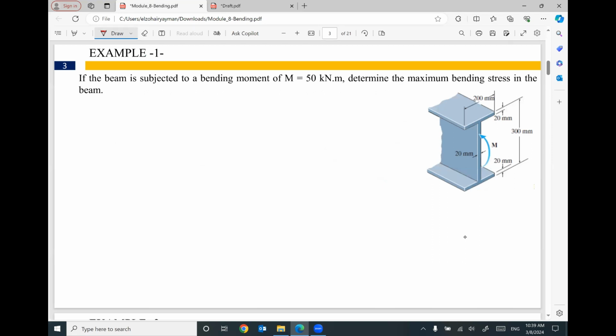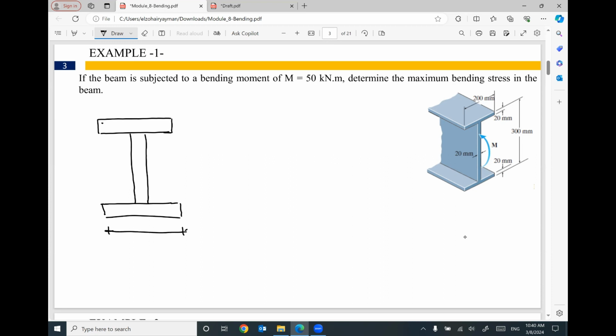We are given a cross-section. This cross-section is given in 3 dimensions, but it looks like this: an I section. The dimensions of this cross-section are 200 millimeter, 20 millimeter, 20 millimeter, and 260 millimeter. This one is not 300. 300 is the total height from the top to the bottom. But from this one to this one, you have to subtract 20 and 20, so it will be 260. And the width of this web equals 20 millimeter.